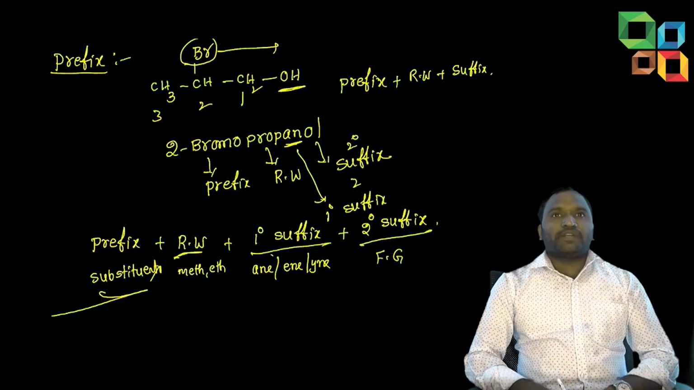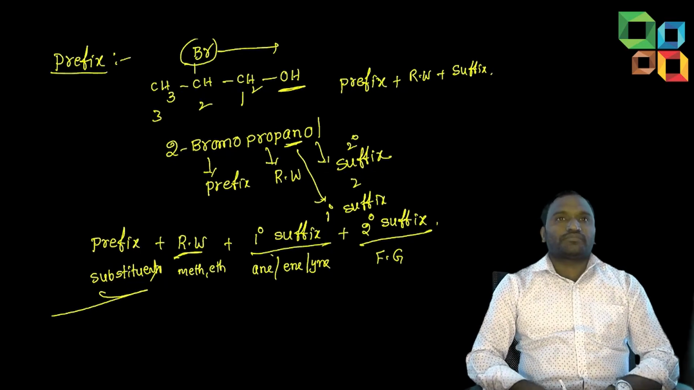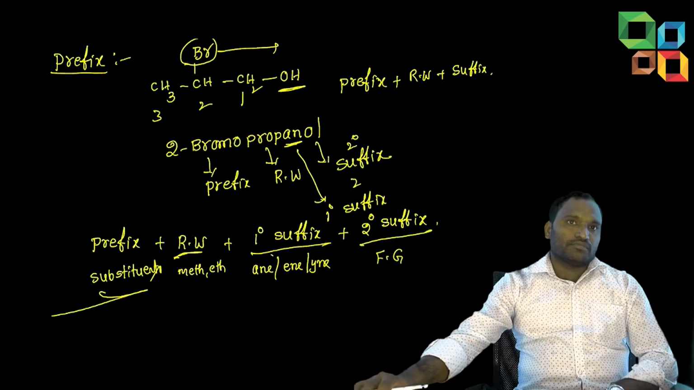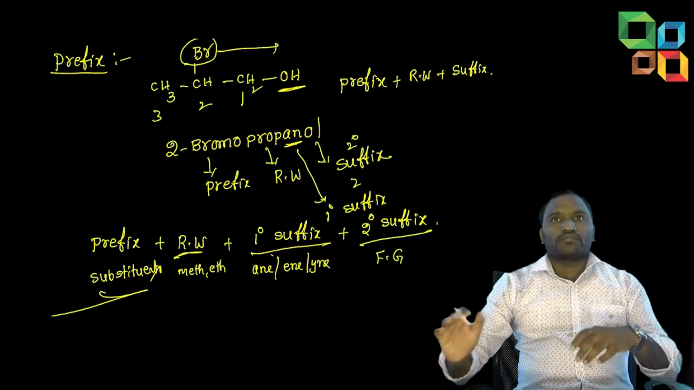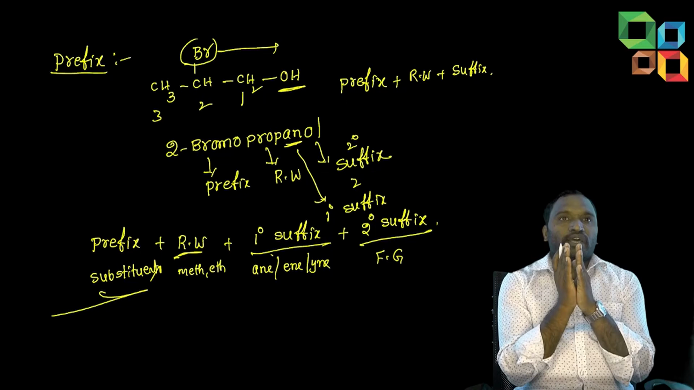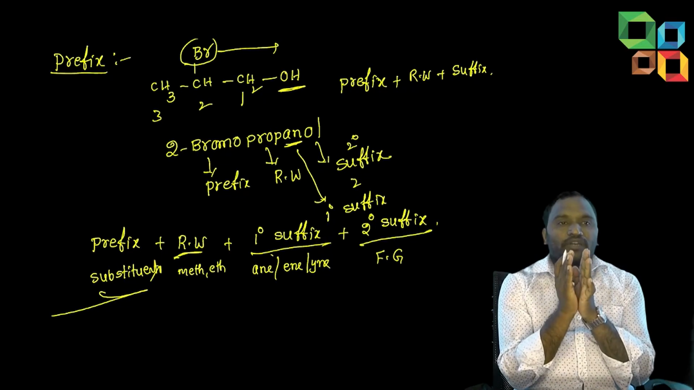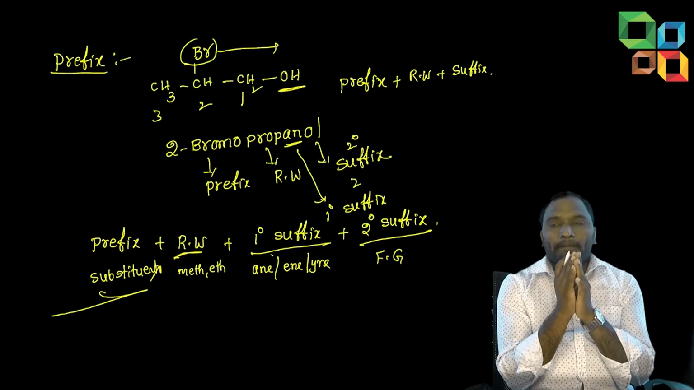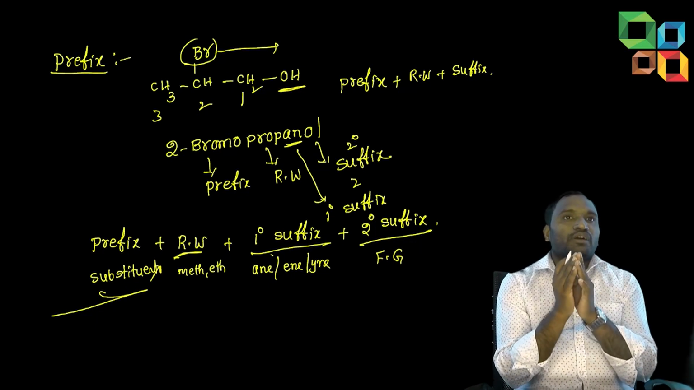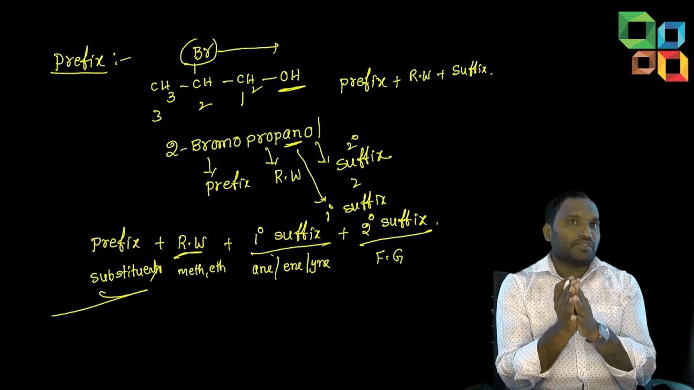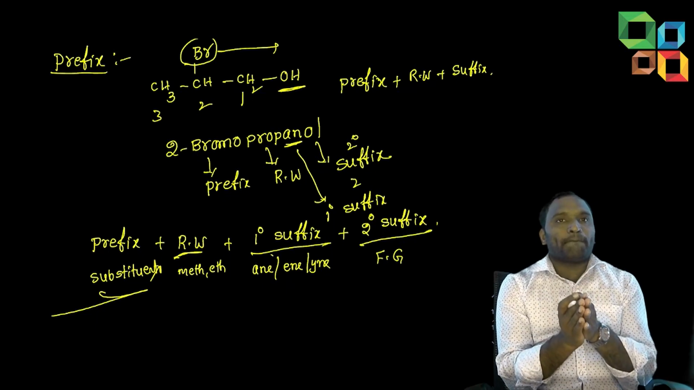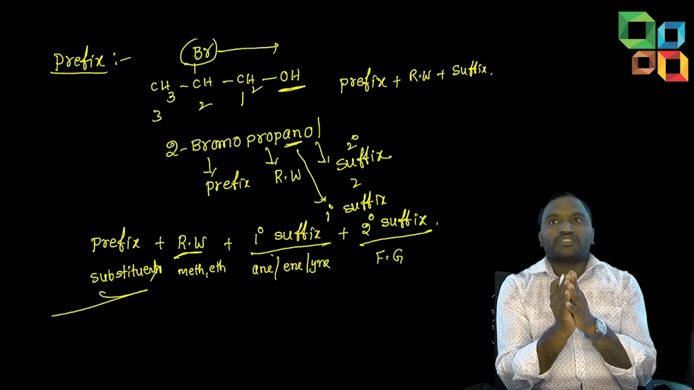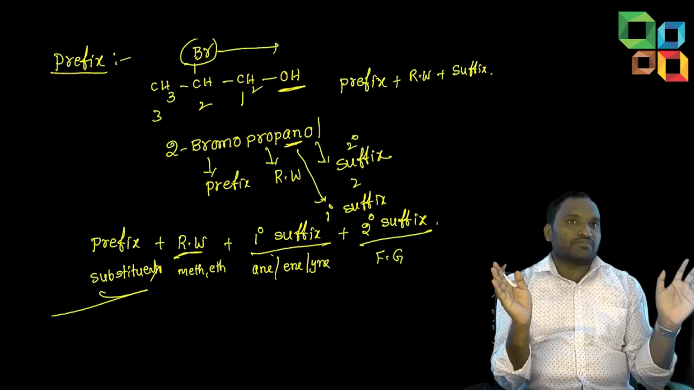So once again, I repeat, students, stop writing all of you. First one, root word I told. Root word indicates number of carbon atoms. Primary suffix indicates saturation or unsaturation. Prefix indicates substituent. Secondary suffix indicates functional group present in the chain. These things.